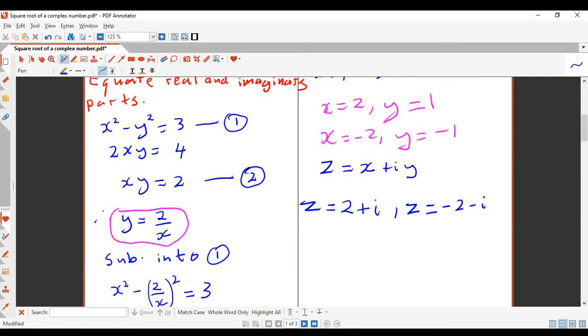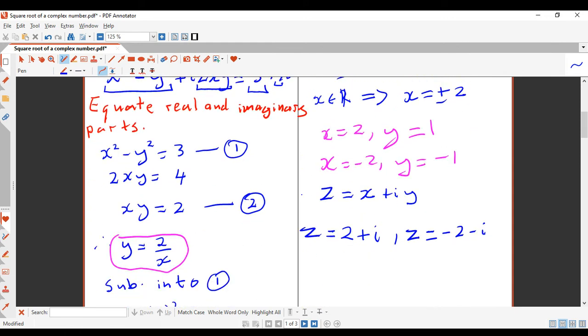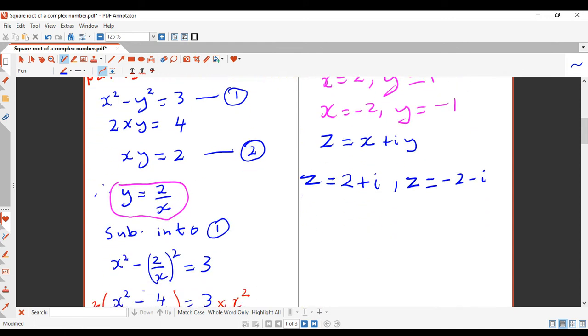Now, we did say that these could sum to 0, didn't we? So if I went 2 plus i and then added minus 2 minus i, you get 0, wouldn't you? So we've proved the opening statement there. The opening statement said every non-zero complex number has 2 square roots which sum to 0, which is not really a proof. We've proved it for this particular question, okay? But it is true for all other non-zero complex numbers. So if you add those two answers together, you're going to get 0.